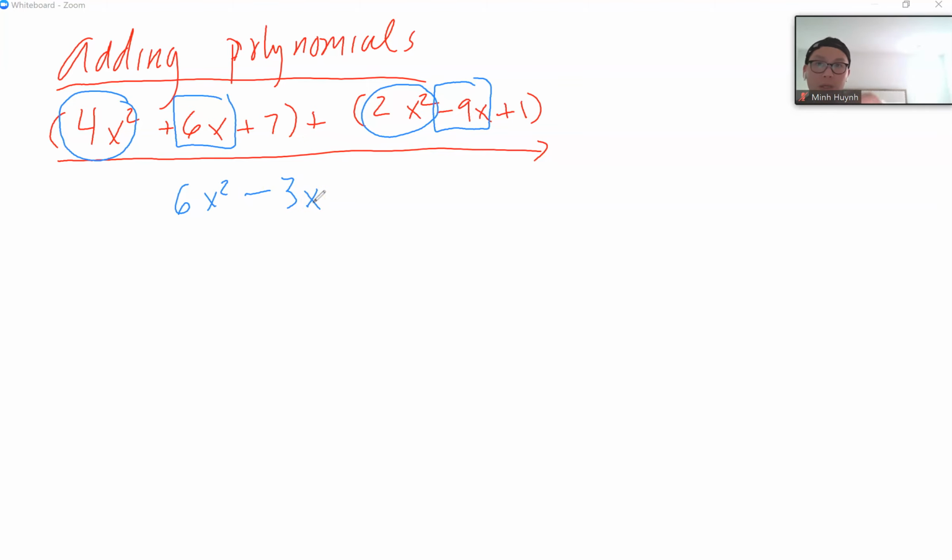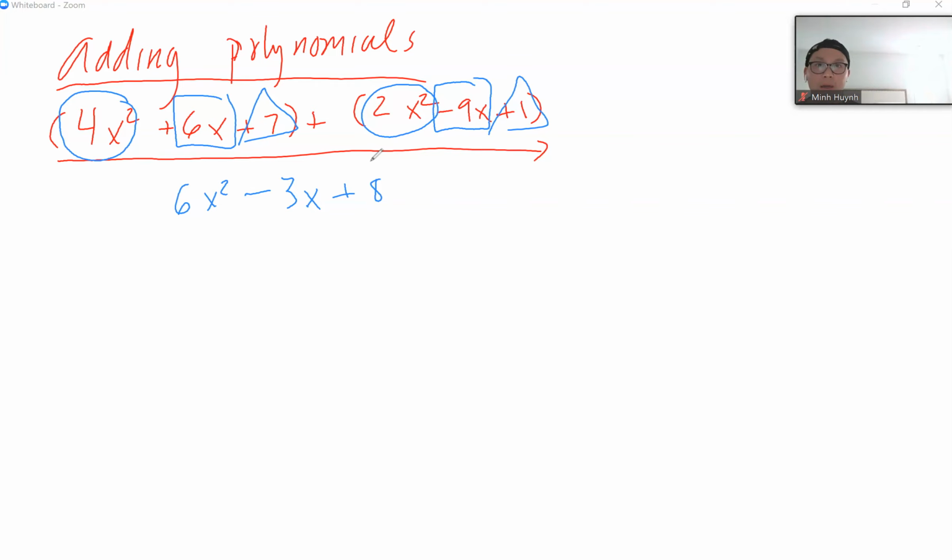And then the last one, I'll triangle it, are these two terms. So 7 plus the 1, that's going to be 8. That's it. You're combining like terms. And note that I did not mess with the exponents. As simple as that.